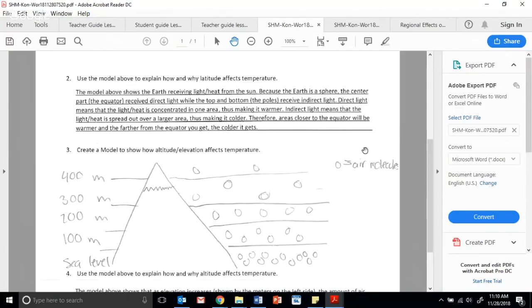Now in this model, I want you to focus on the fact that I do have a key over here to show that my little circles are air molecules.